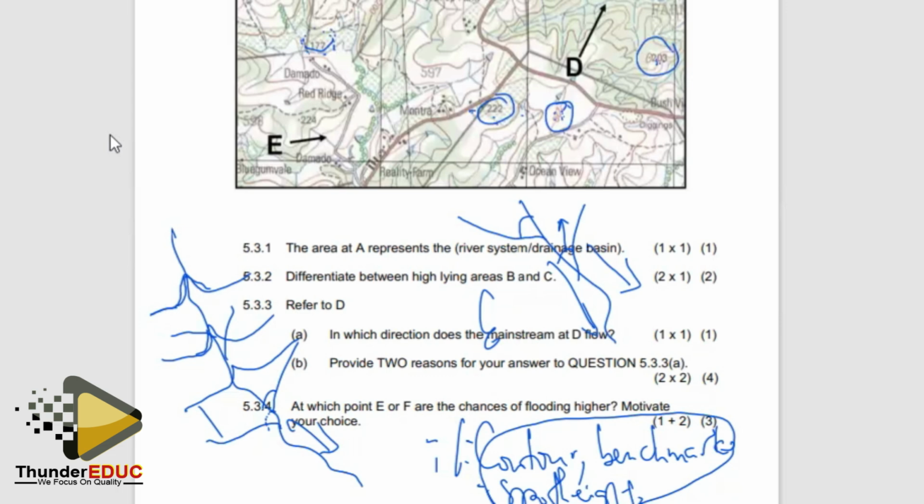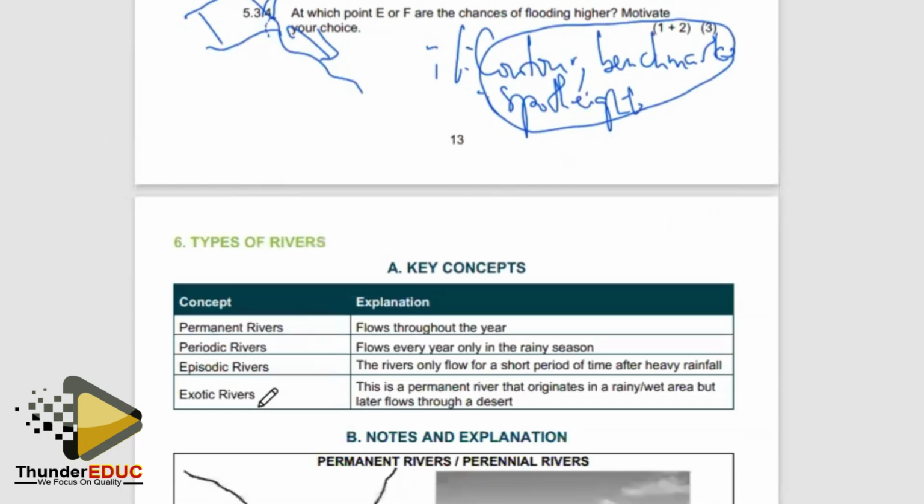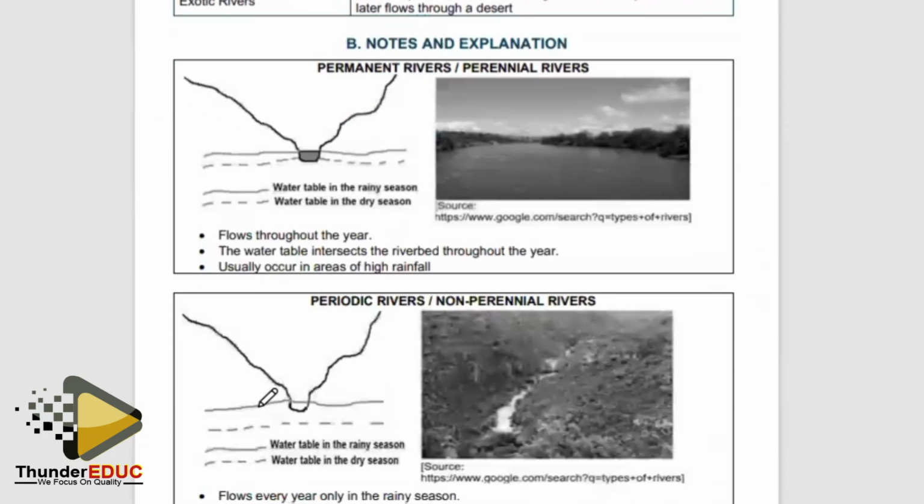And usually you have to give motivation. You have to support your answer. The first part is identifying or determining the direction of flow, and then you give supporting geographical evidence from the map. Those are the pieces of evidence you can use to ultimately support or motivate your response. Right, we move on to the next aspect.